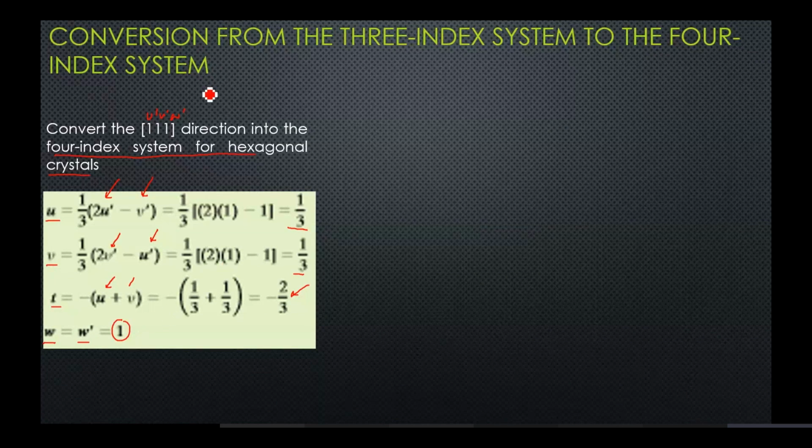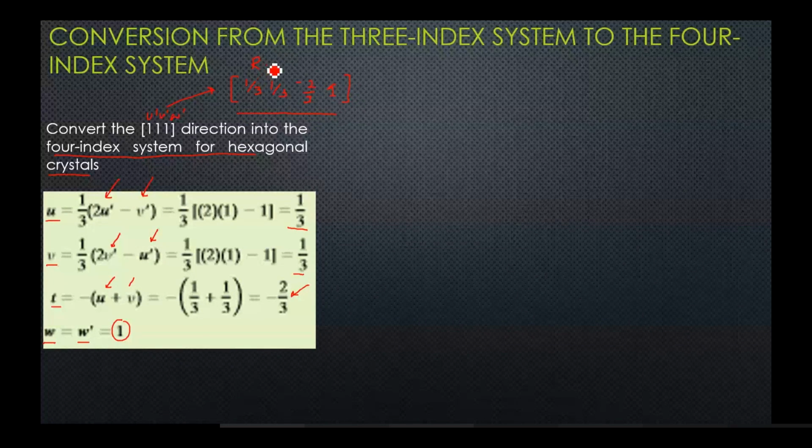So now you have converted this 3 indices system into the reduced system. This is the reduced axis system. Clear?